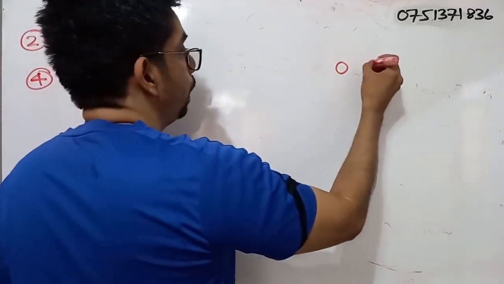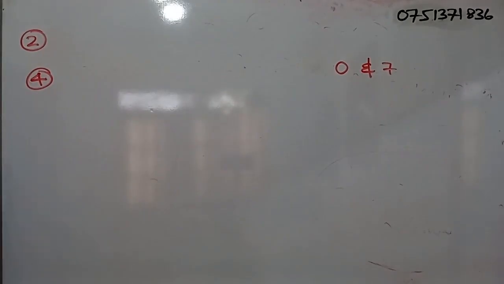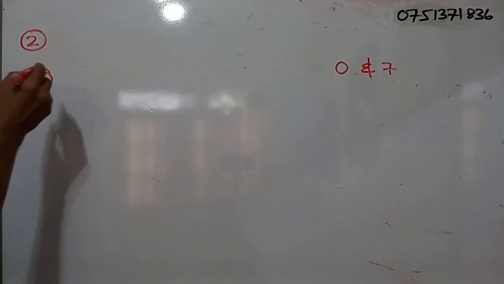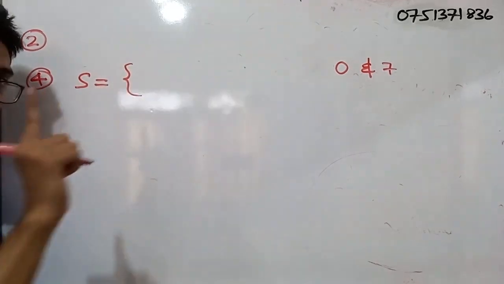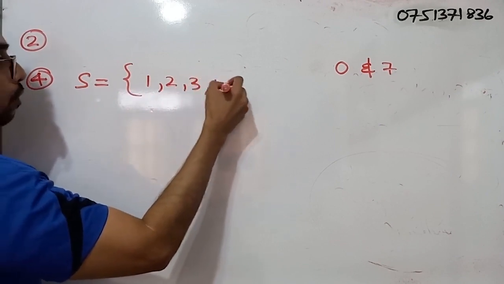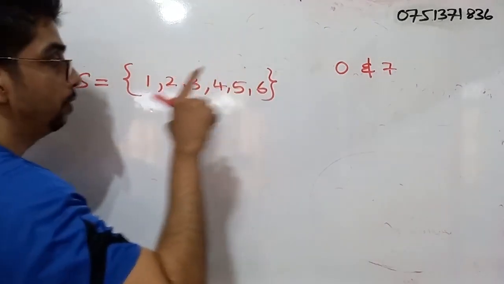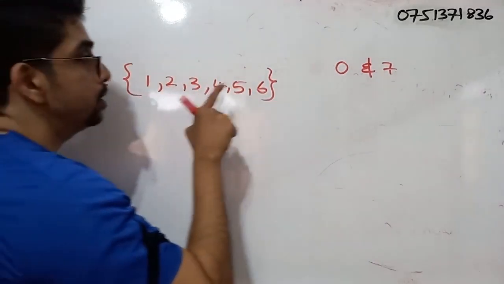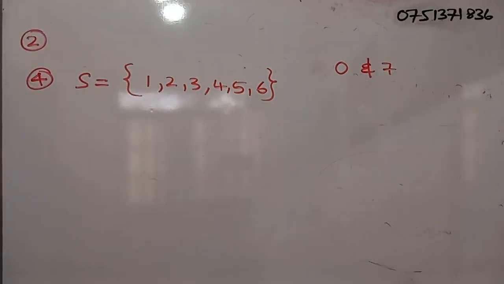So we have to write whole numbers between 0 and 7. Right? So what is the name of the set? It is S. S equals, so 0, that is not a whole number. So 1, 2, 3, 4, 5, 6. So we have to write the elements between 0 and 7. So we cannot take 7 as an answer.